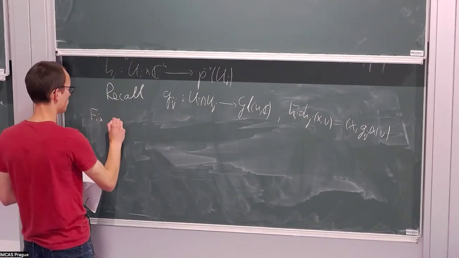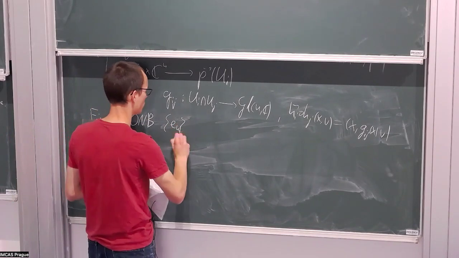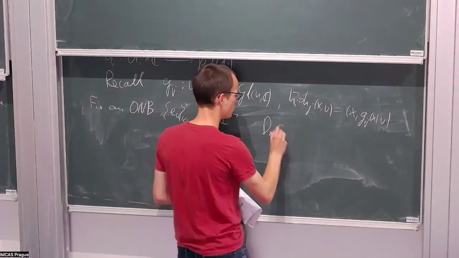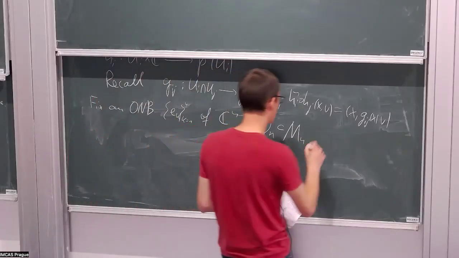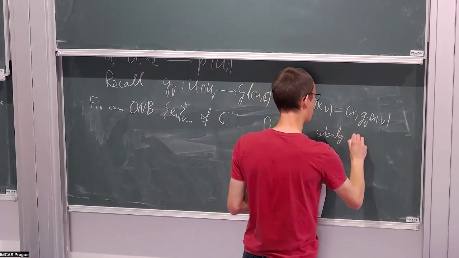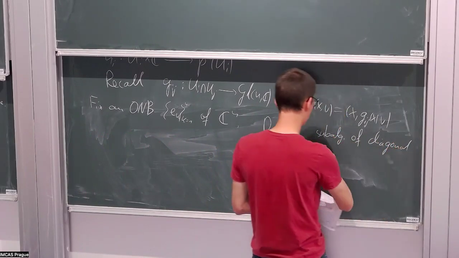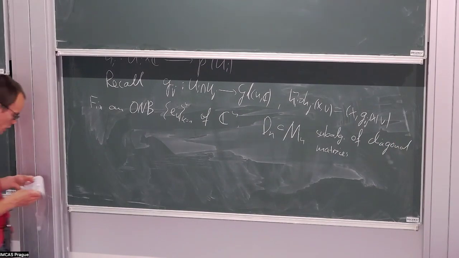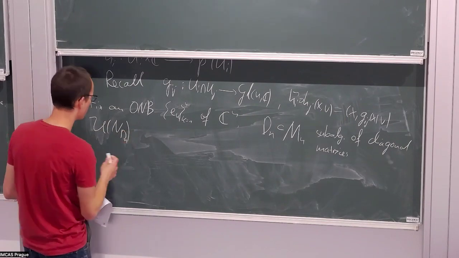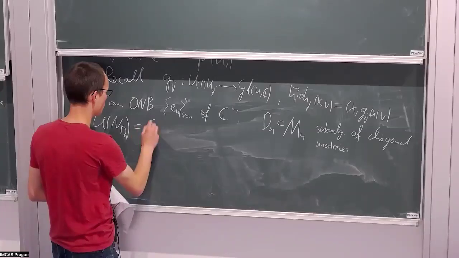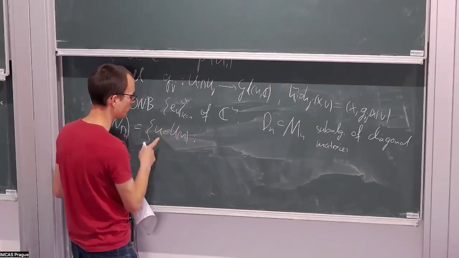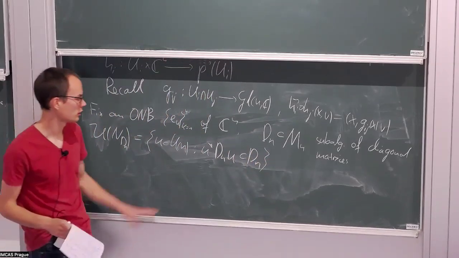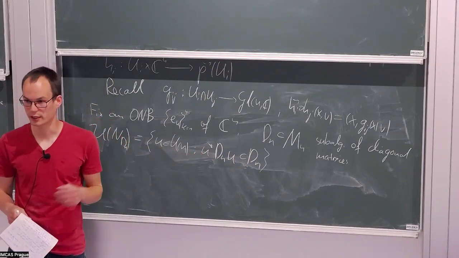Now we fix an orthonormal basis of C^n. Okay, and then D_n is supposed to be the subalgebra of diagonal matrices with respect to this choice of orthonormal basis. Okay, and then this group, it's the unitary group of the normalizers of the subalgebra. This consists of all unitary matrices U such that U star D_n U is contained in D_n. Okay, so I'm asking, if I conjugate by this unitary, then I preserve diagonal matrices.